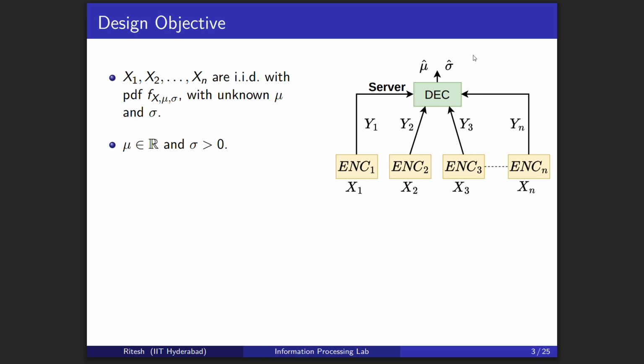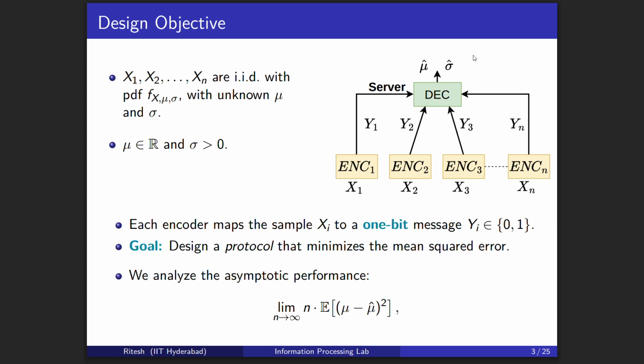So in this paper, our design objectives are as follows. We have considered X1, X2, ..., Xn are i.i.d., and the samples are coming from a PDF f_X(mu, sigma) with unknown mu and sigma, where mu is a real number and sigma is positive. Each encoder maps the sample Xi to one bit of information, Yi is either 0 or 1, and our design objective is to design a protocol that minimizes the mean square error, and we analyze the asymptotic performance of this protocol.